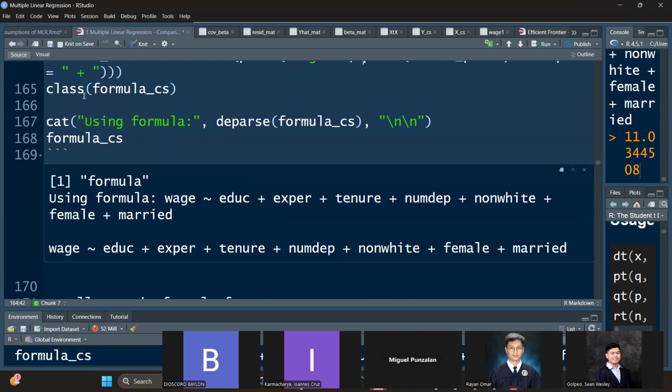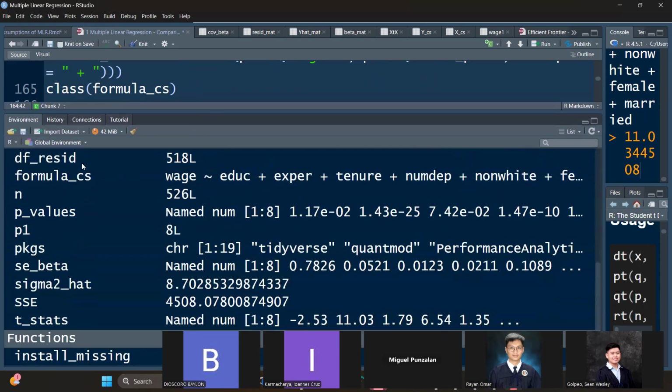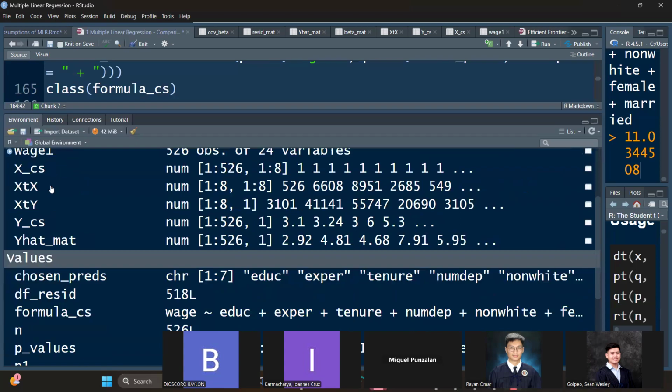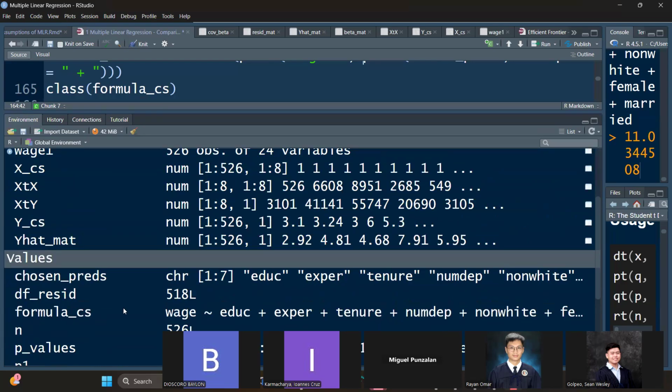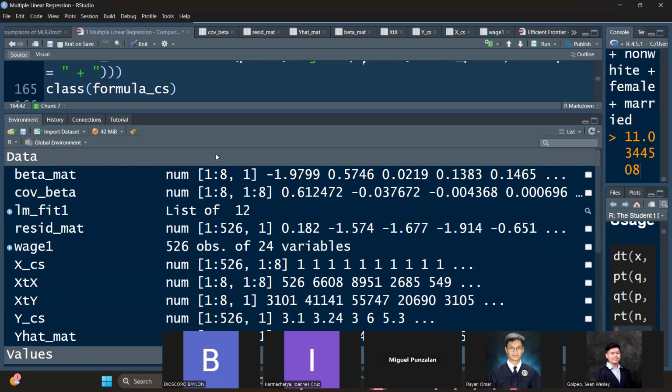What is this class? It's a formula. It's a formula class. And where will our formula go? If you take a look at the formula here, it will fall under the values class here. So it's just like a vector class, this one.